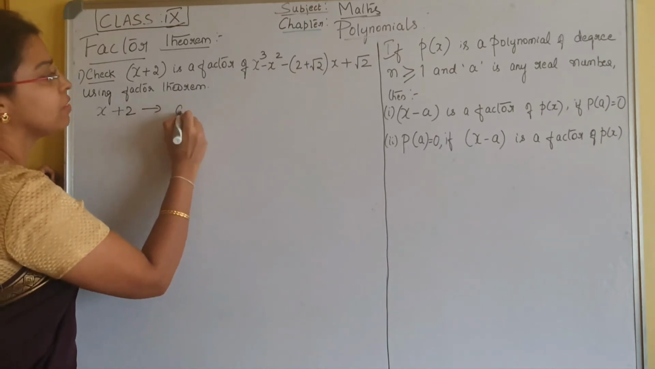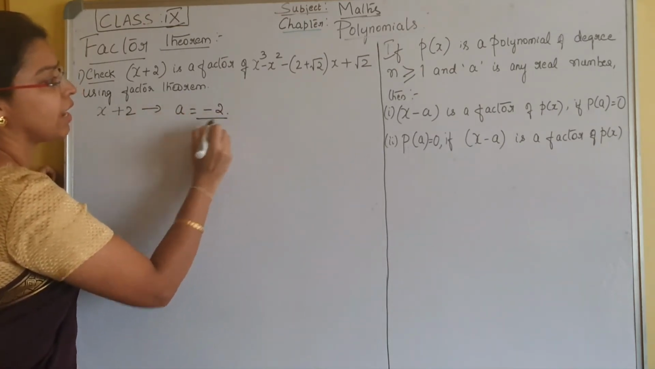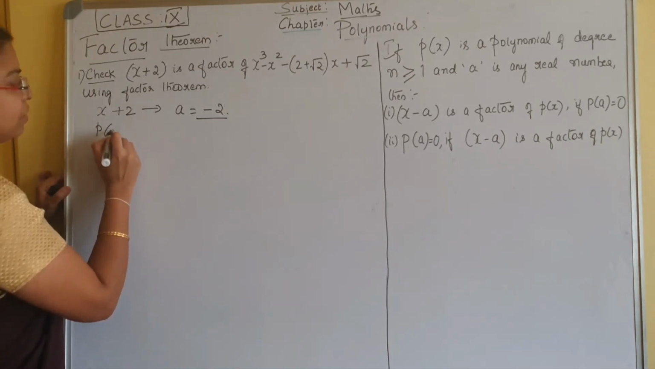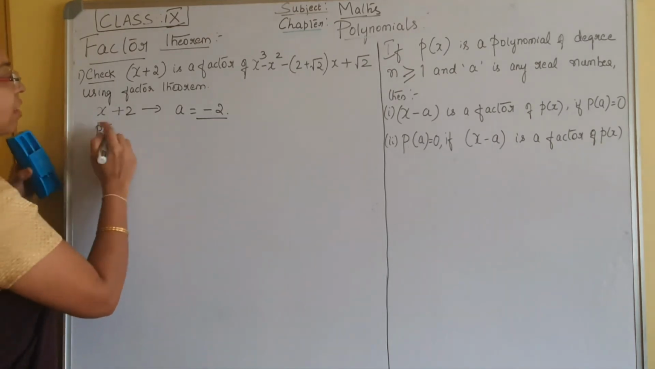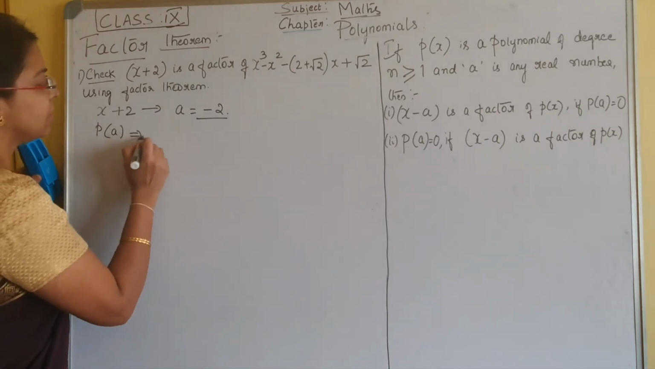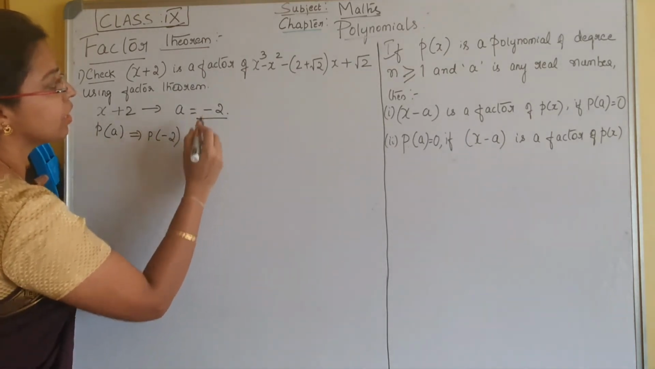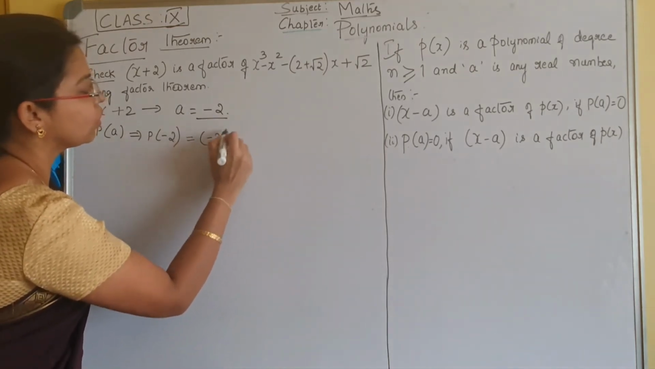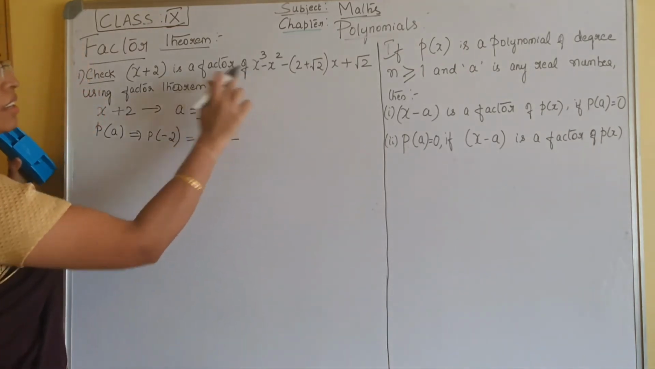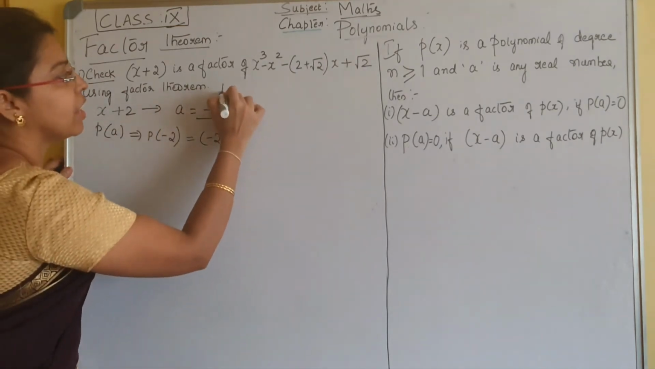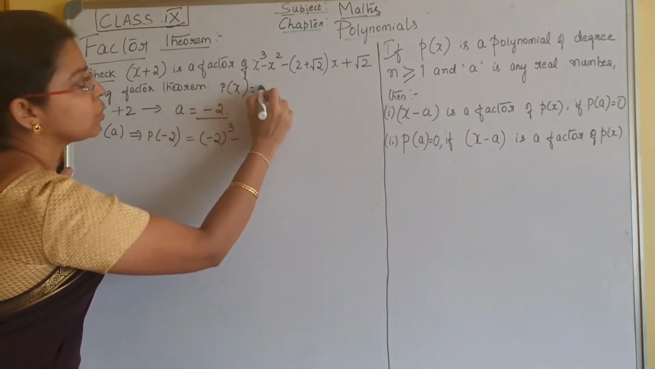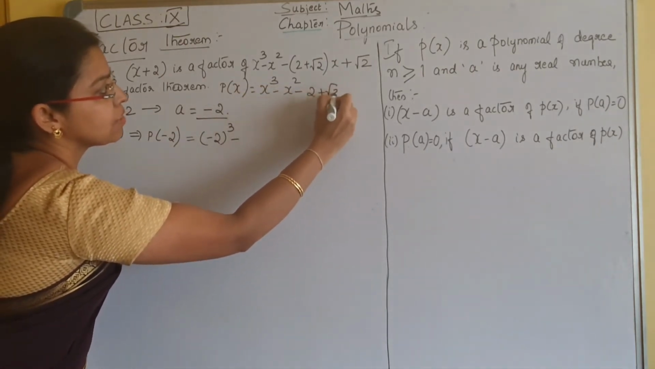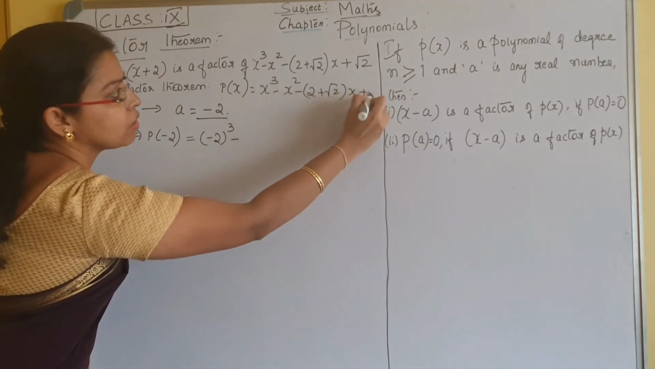x plus 2 gives you the value as minus 2. So a is minus 2. Now get the value of p of a, that is p of minus 2. So we will write it here. That is minus 2 the whole cube minus... always have a habit of writing p of x is equal to x cube minus x square minus 2 plus root 2 x plus root 2.